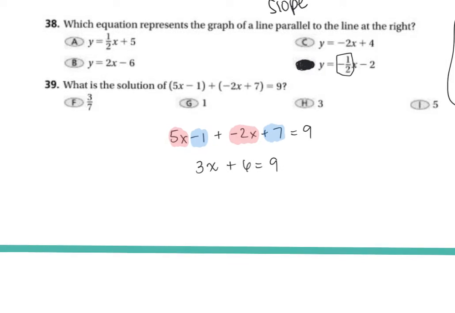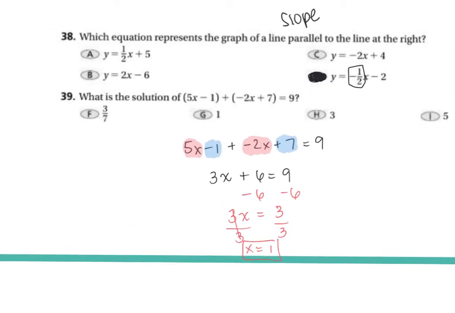Ooh, now this looks familiar. How do we solve this, peeps? Go ahead, Alan. And then what? There we go. We just divide. By what? Trace. So we get x equals 1. What's our answer? Yeah, but which letter? G.